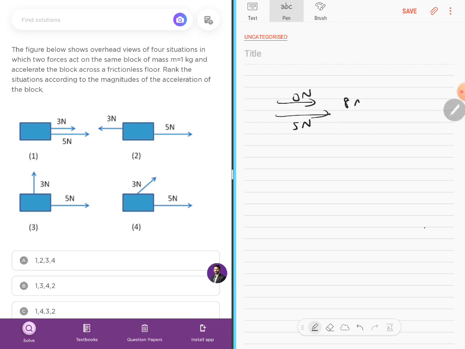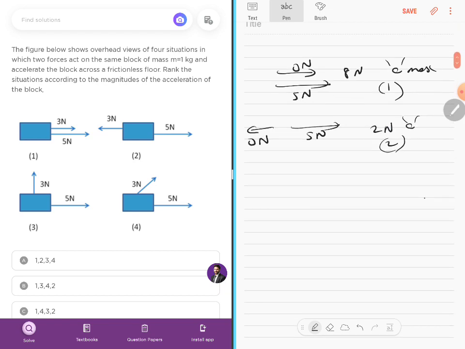the total force will be 8 newtons, so it will have the maximum acceleration, A max, in the case of 1. And you have a 5 newton and a 3 newton acting in the opposite direction, so net force will be 2 newton, 5 minus 3, so the acceleration will be comparatively lesser in 2. Let's do the third block. You have a 3 newton and a 5 newton, and the resultant will be root of 25 plus 9, which is root of 34.